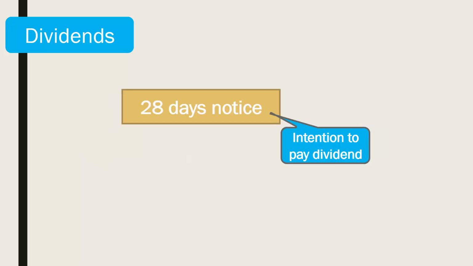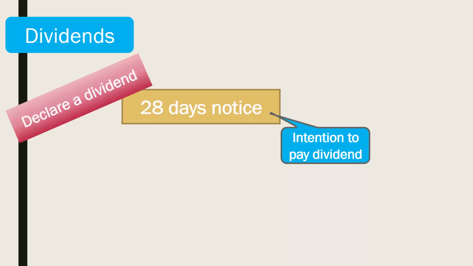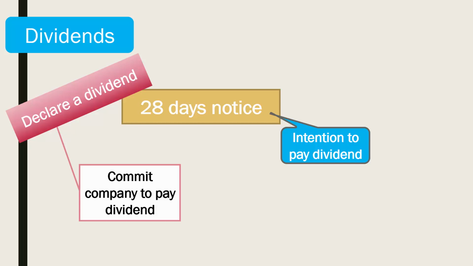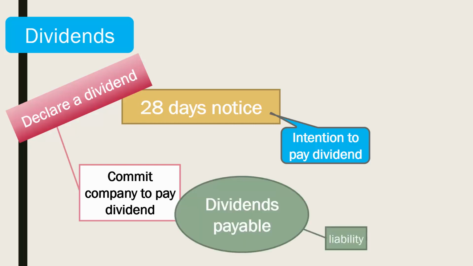Listed companies in Australia generally must give at least 28 days' notice of their intention to pay a dividend. This is usually referred to as declaring a dividend. When the directors of a company pass a resolution to pay a dividend in the future, usually a month or two in the future, this will commit the company to pay this dividend to its shareholders and creates a liability called dividends payable.